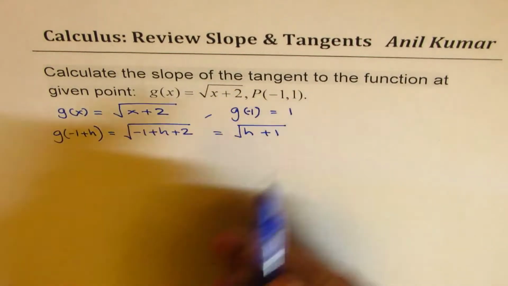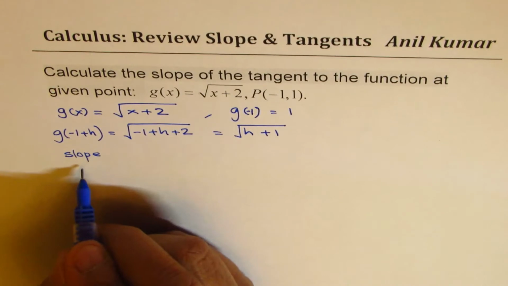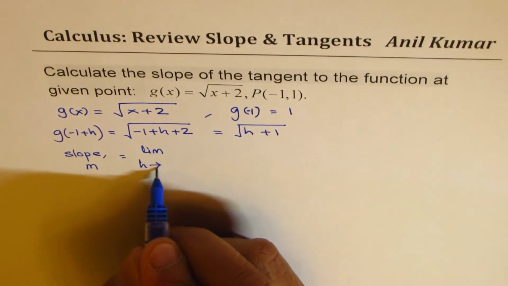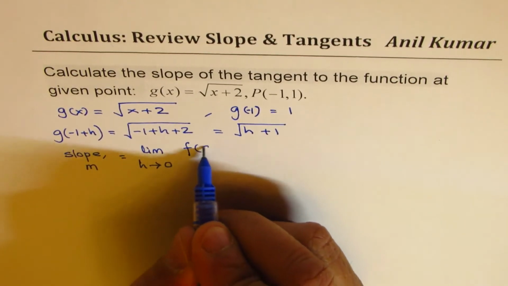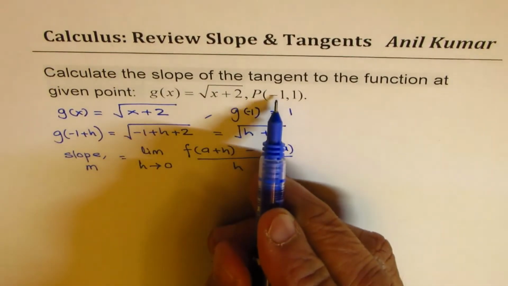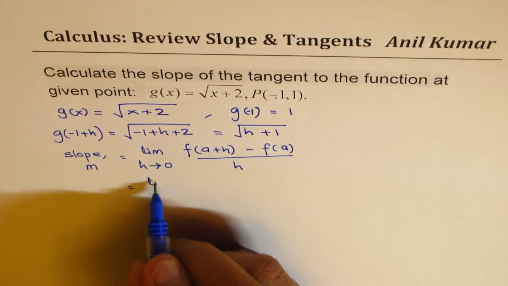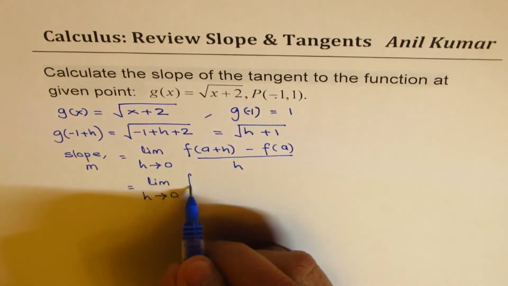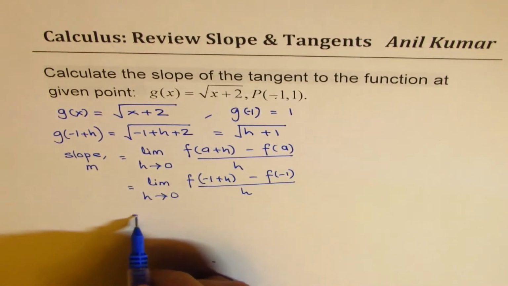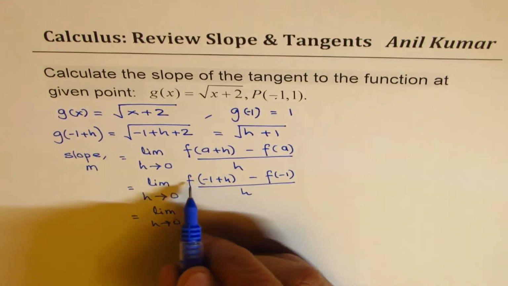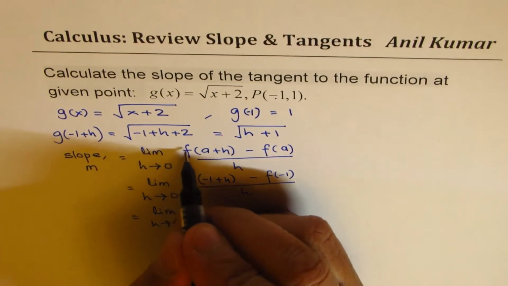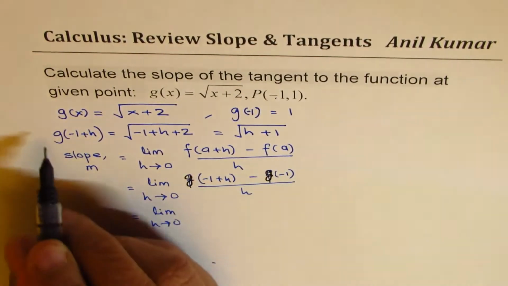Perfect. Now to find the slope, which is the rate of change, sometimes we write m, or we can write instantaneous rate of change. We know it is limit h approaches 0. If a point is given to us, we use the formula f of a plus h minus f of a over h. Now in our case, a is minus 1, correct? So we can write this as limit h approaches 0, f of minus 1 plus h minus f of minus 1 over h. We already have the simplified form of f of minus 1, well, I should have written g because we're talking about g. So we could just change it to g, since we are talking about the function as g, right?